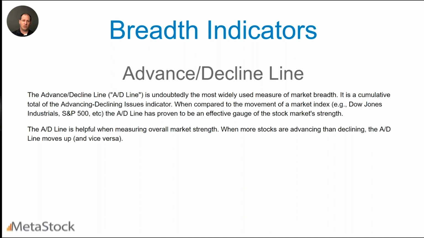This is one of the outputs that we can get. So the advanced decline line is one of the most widely used of the breadth indicators. It's a cumulative total of the advancing minus declining issues indicator. Remember, so that's number of stocks going up, number of stocks going down, when compared to the movement of a market index, Dow Jones Industrials, S&P 500. The AD line is proven to be an effective gauge of the stock market strength.